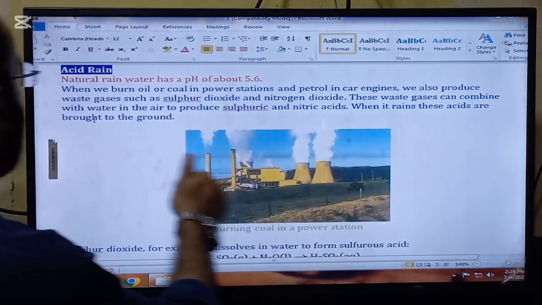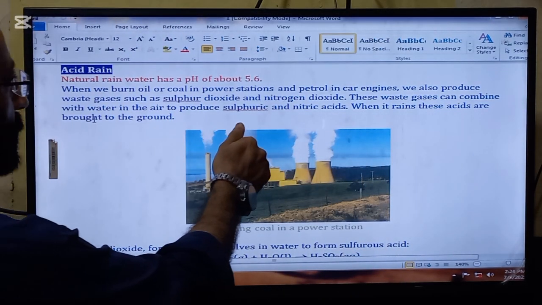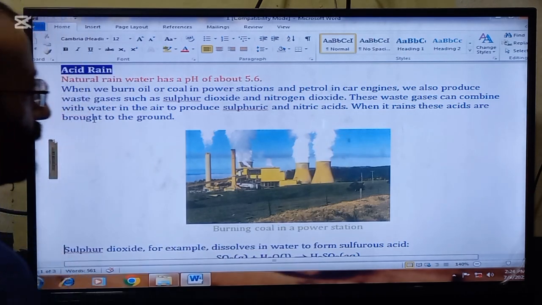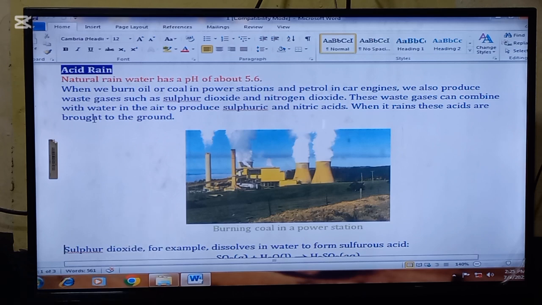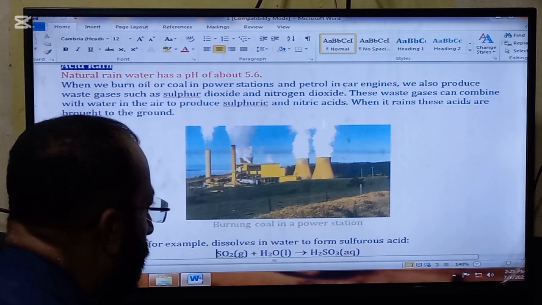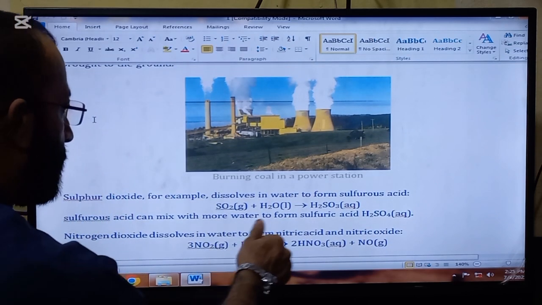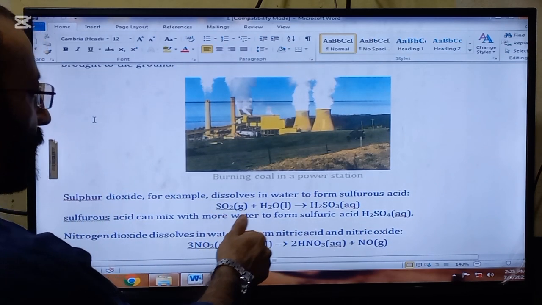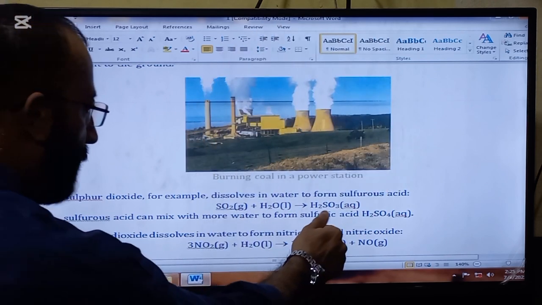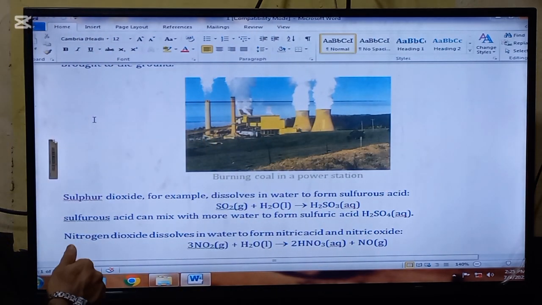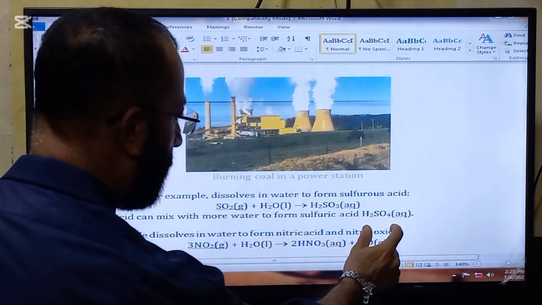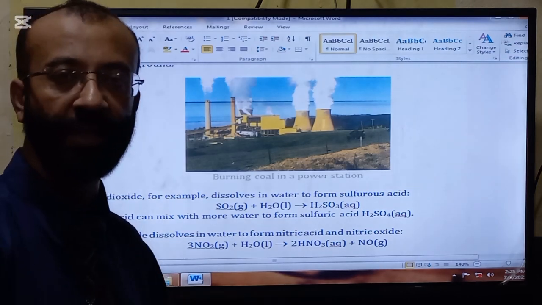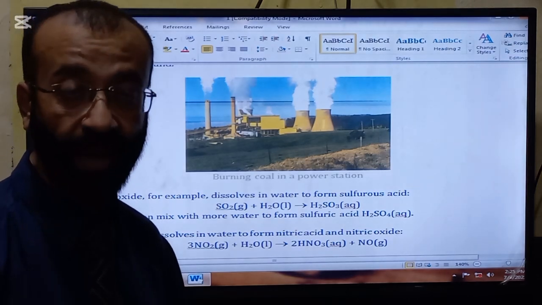These waste gases can combine with water in the air to produce sulfuric and nitric acids. When it rains, these acids are brought to the ground. Sulfur dioxide, for example, dissolves in water to form sulfurous acid. This is the reaction. When sulfur dioxide reacts with water in the atmosphere, it forms sulfurous acid. Sulfurous acid can mix with more water to form sulfuric acid, which when dissolved in water becomes acid rain.